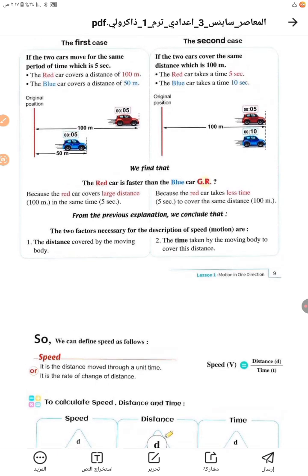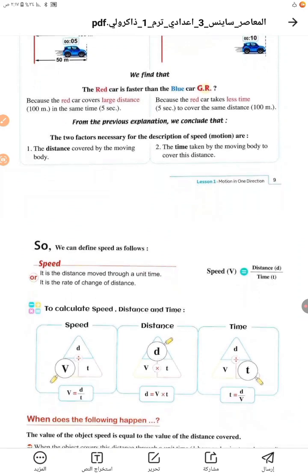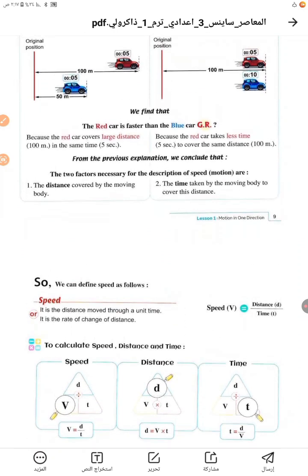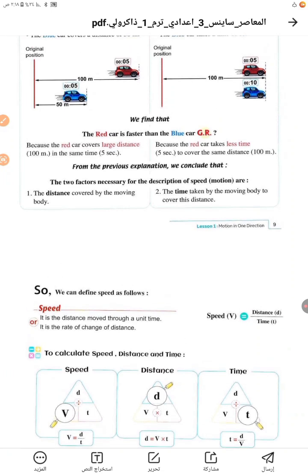من الملاحظات دي هنجد we find that the red car is faster than the blue car because the red car covers a large distance 100 meter in the same time 5 seconds. In the second case, because the red car takes less time, which is 5 seconds, to cover the same distance 100 meter.